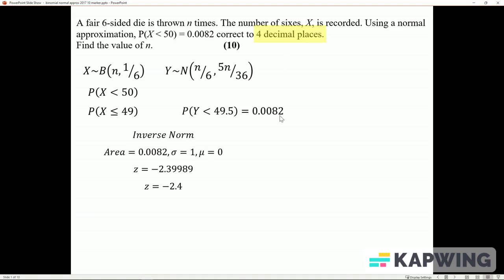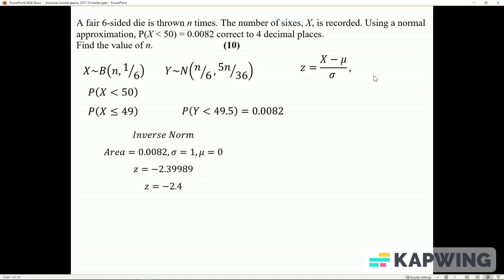Because this has been rounded off to 4 decimal places, I'm going to use minus 2.4, which is a far more convenient number than 2.39989, because we've been looking for a whole number answer, and this isn't going to give us one. So I'll take the z as minus 2.4.